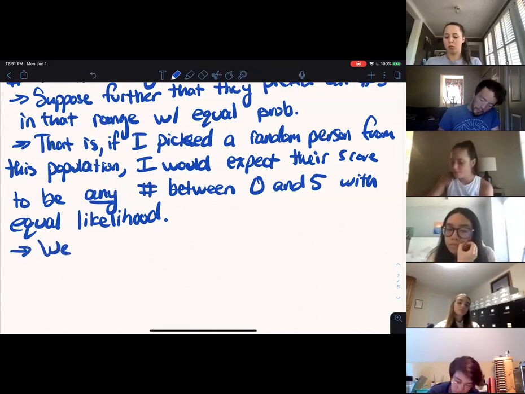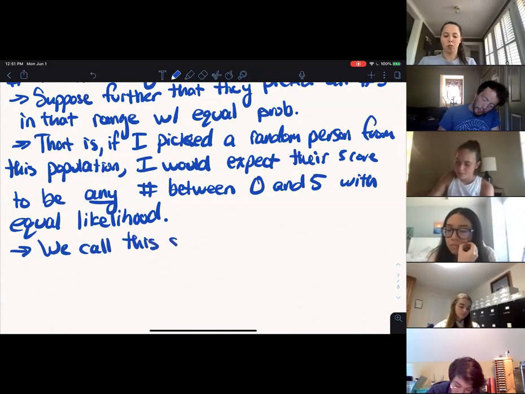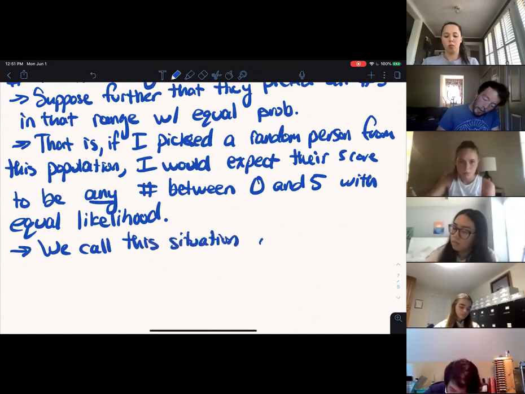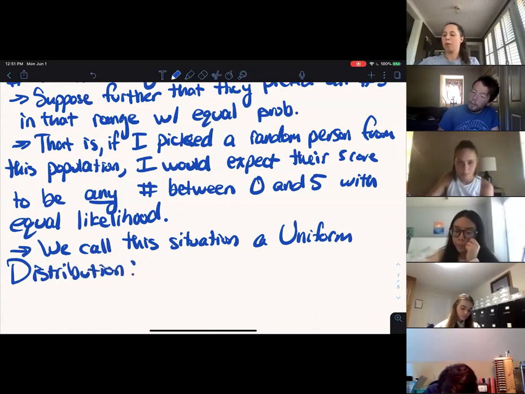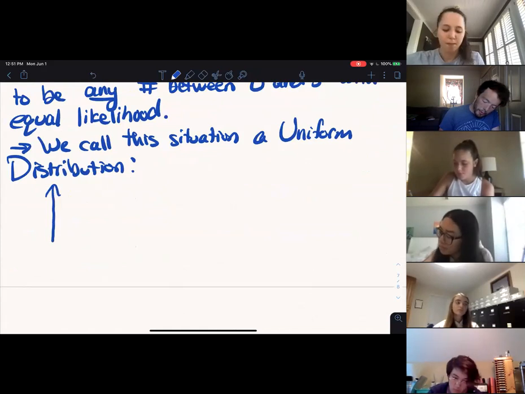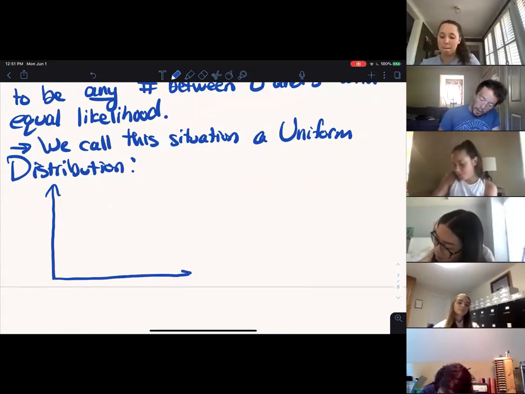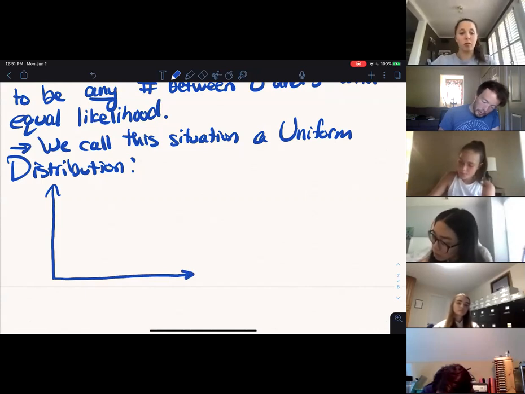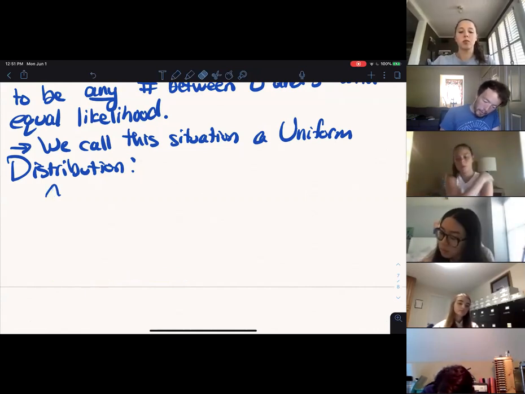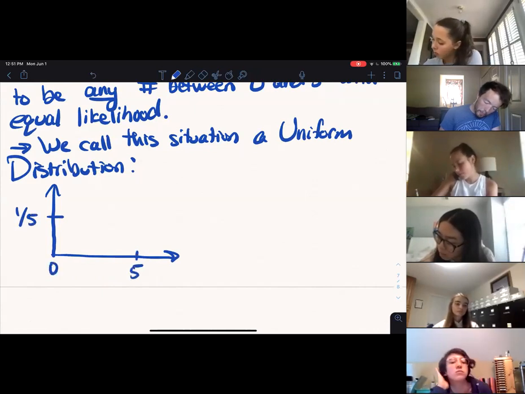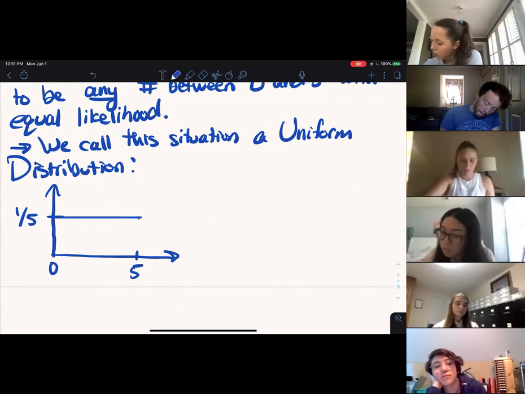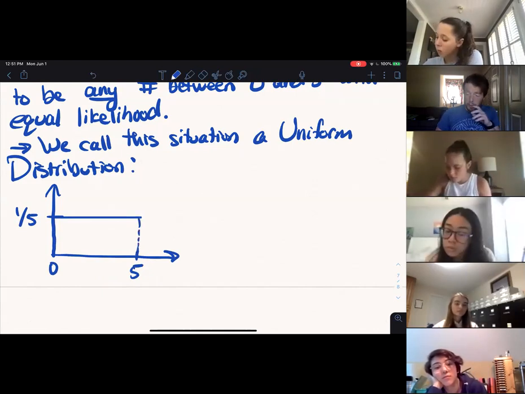So we call the situation a uniform distribution, which is something we've seen before. It's the one that looks like a box. So in this case, if I were to want to describe this random variable with a density curve, it would be, here I need to give myself more space. Look like this. Right? It's the one that looks like a box.